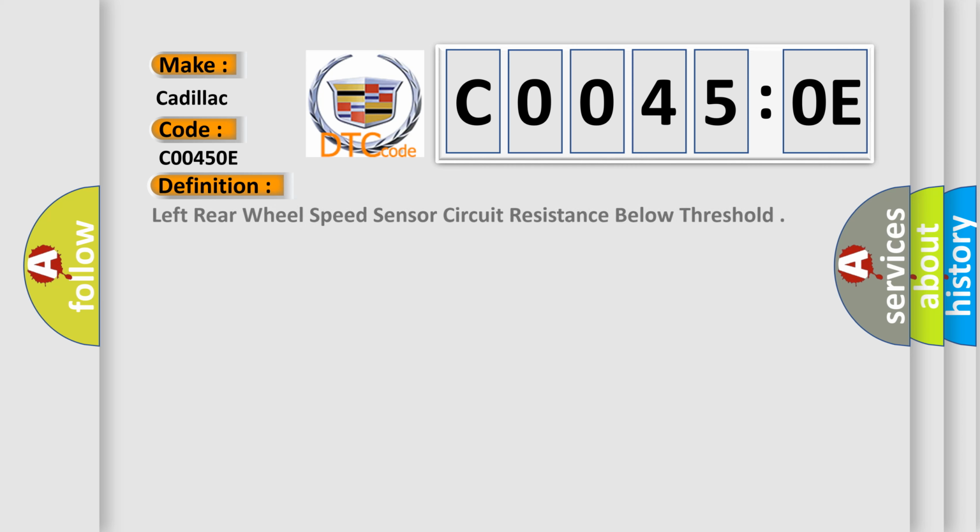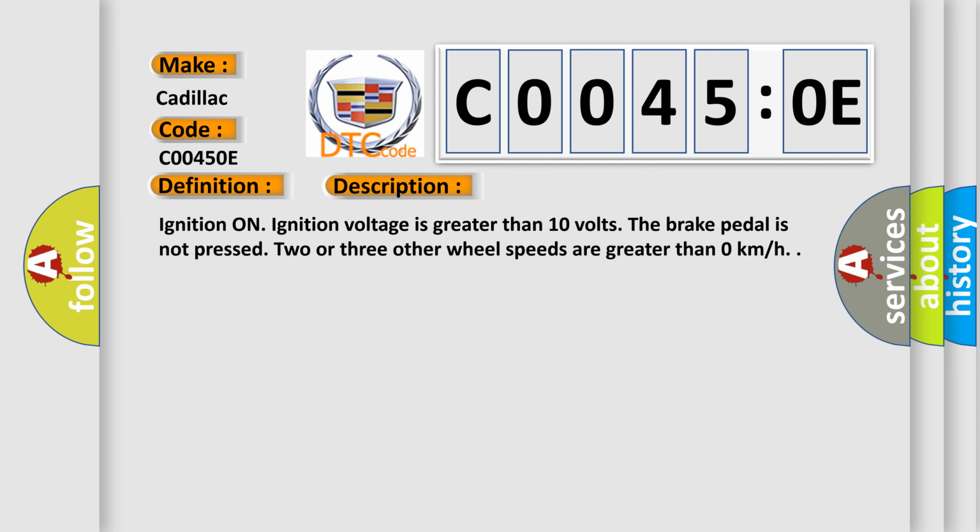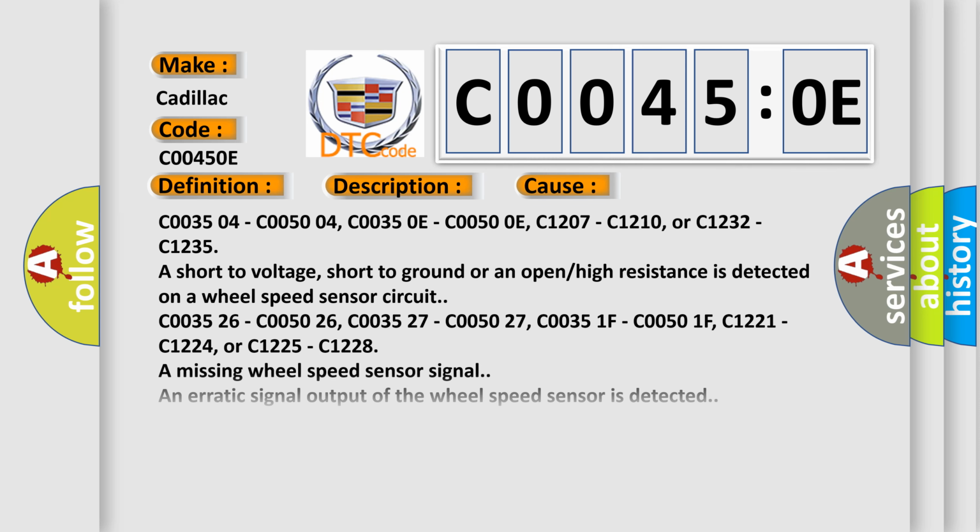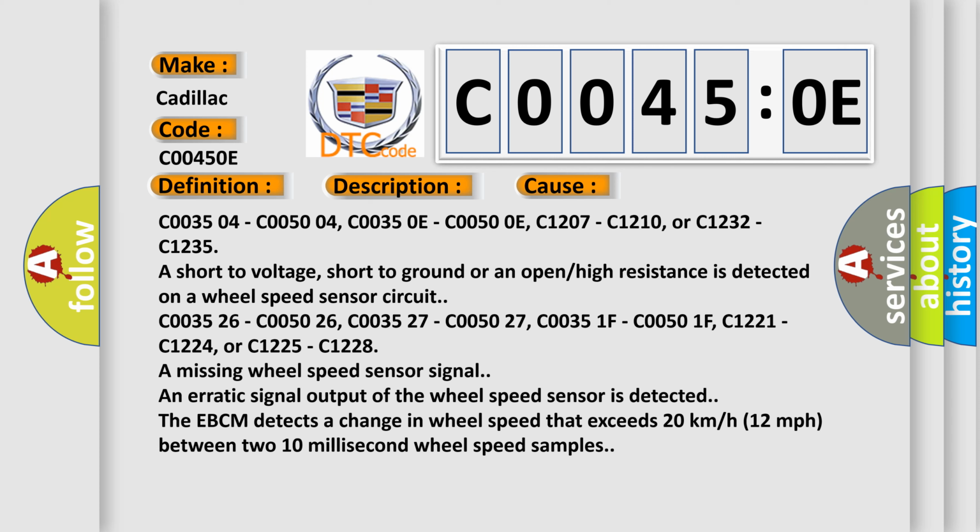The basic definition is: left rear wheel speed sensor circuit resistance below threshold. And now this is a short description of this DTC code. Ignition on. Ignition voltage is greater than 10 volts. The brake pedal is not pressed. 2 or 3 other wheel speeds are greater than 0 km/h. This diagnostic error occurs most often in these cases.